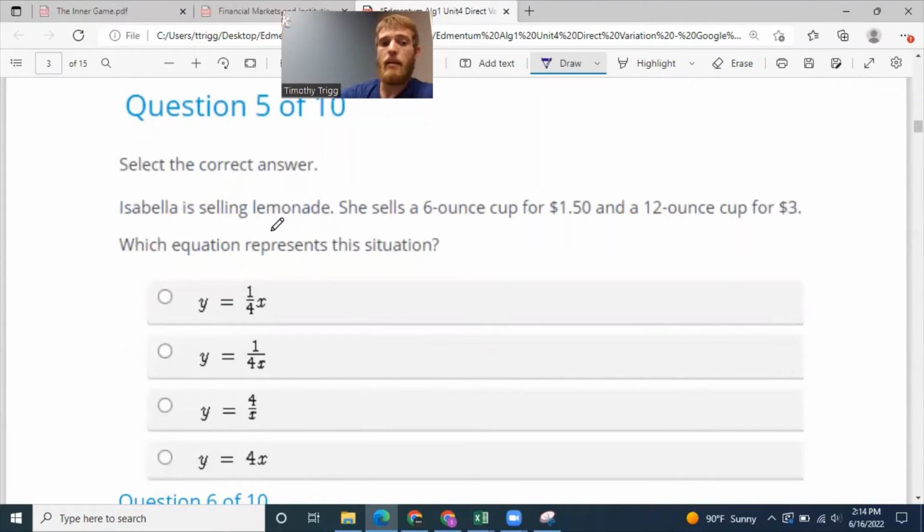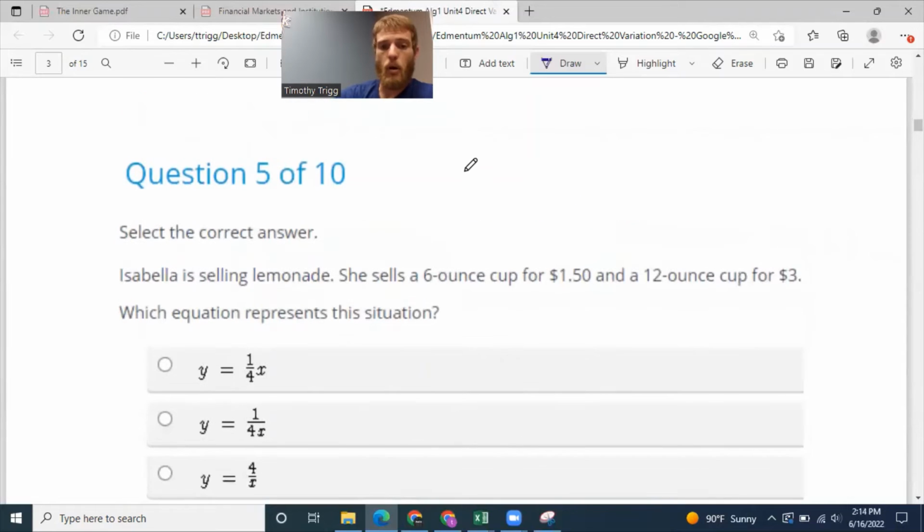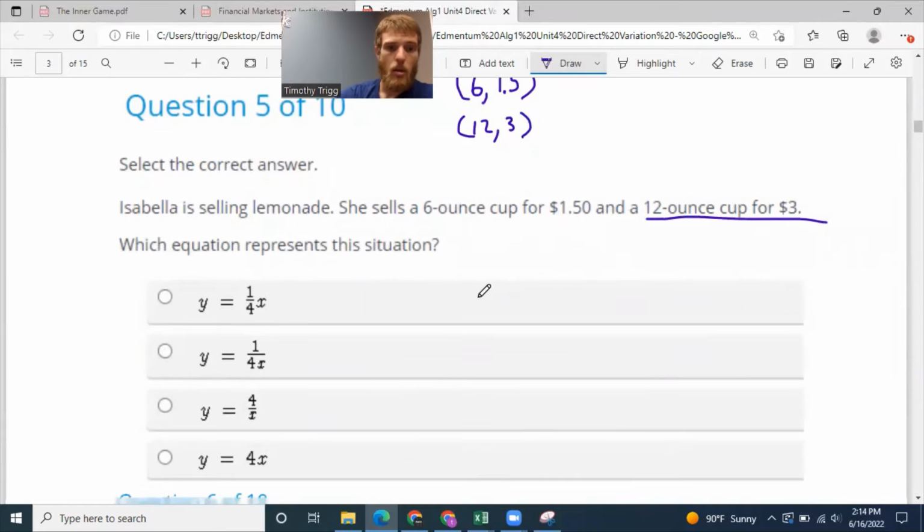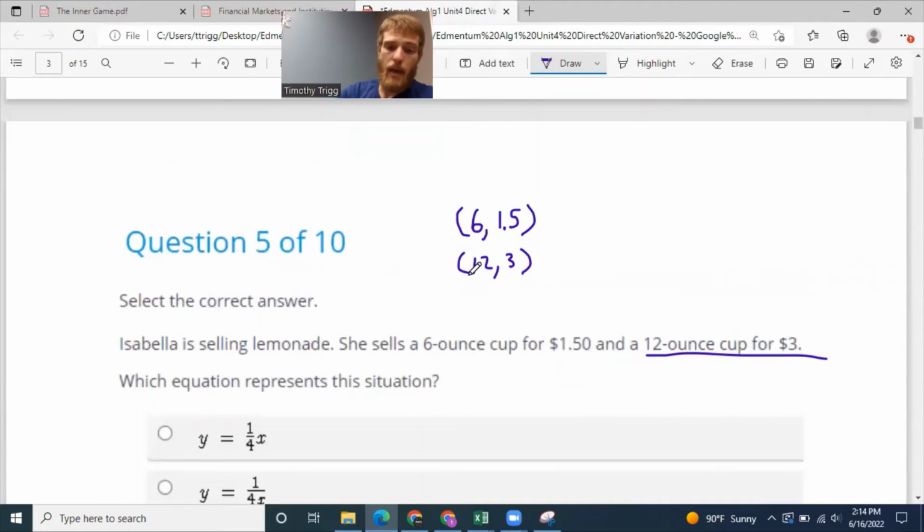Isabella is selling lemonade. She sells a 6-ounce cup for $1.50. So we have the coordinate point 6, 1.5, and a 12-ounce cup for $3. So 12-ounce cup for $3. Okay. Which equation represents this situation? So again, my goal here is to find the value of K. So what's the multiplier here? 6 times what gives me 1.5? Or in other words, 12 times what gives me 3?